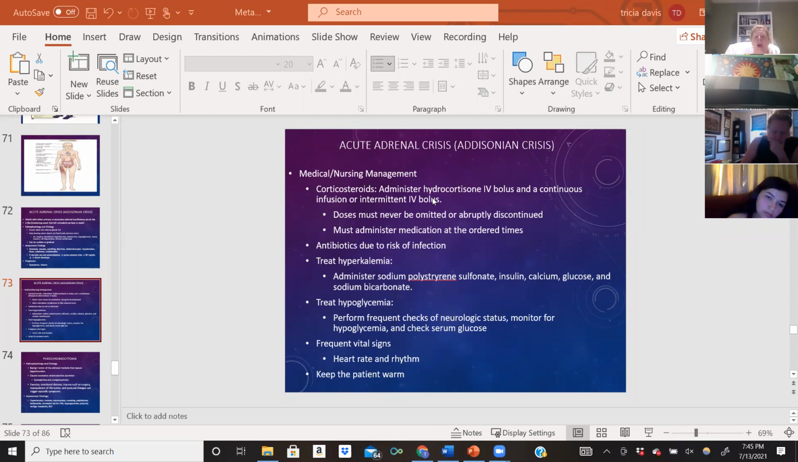So as nurses, we have to really take into consideration, look at our patient load, look at their meds in the morning. This is not a patient that you want to go to late. So these medications need to be given at the ordered time. So this is a patient that you would want to see first if their medication was due at 7 or 8 in the morning, and then never, ever, ever omit or abruptly discontinue.